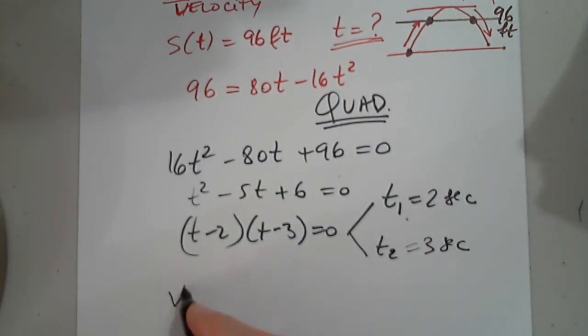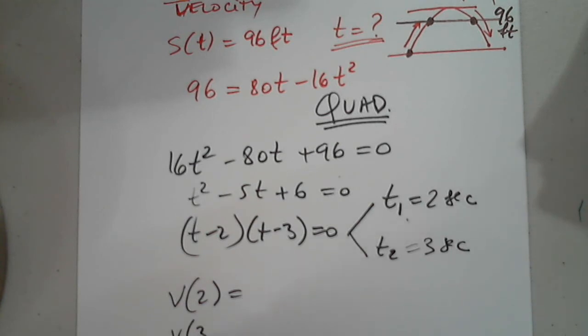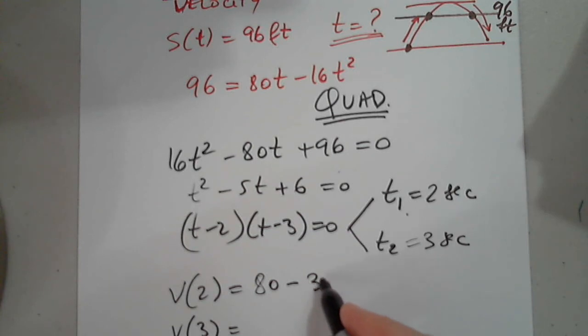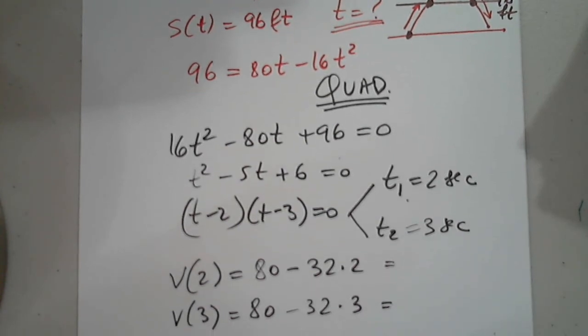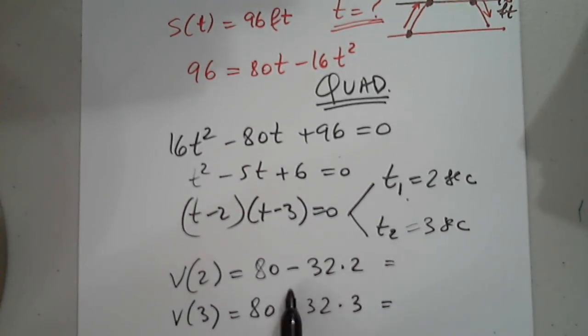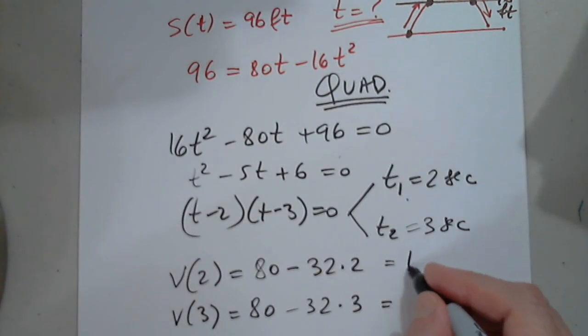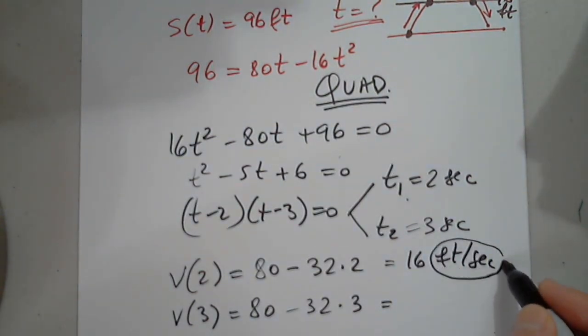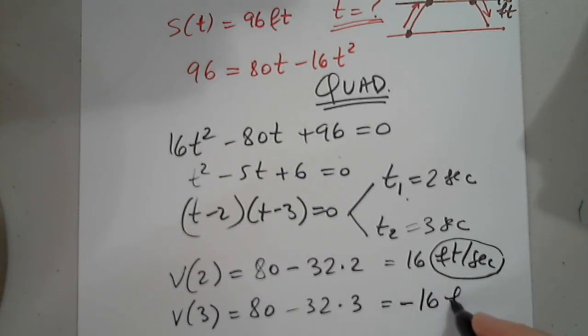In order to find the velocity, I'll find v of 2 and v of 3. So v of 2 will be 80 minus 32 times 2, and the other one, 80 minus 32 times 3. So this is 64. So 16 feet per second. Please remember the measurement unit of velocity is the rate of change of distance with respect to time, and this is 96. So it will be negative 16 feet per second.